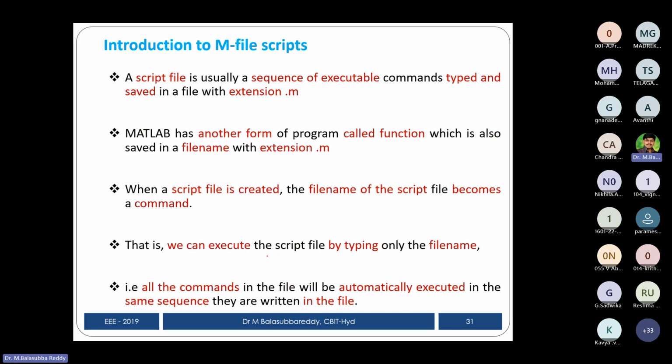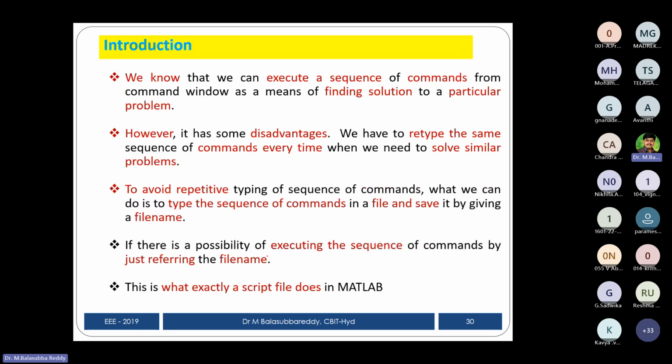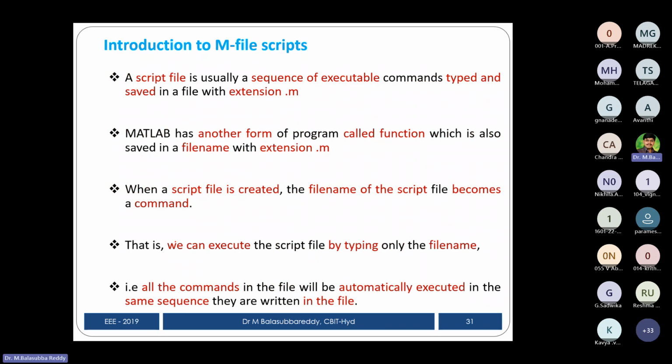Another thing you can see is the introduction of M files. What we can do is execute a sequence of commands normally line by line to find the solution to a particular problem. But the disadvantage is retyping the same sequence of commands every time to solve a similar problem. That's why, instead of writing the code repeatedly for the same sequence of steps, we'll go for another file.